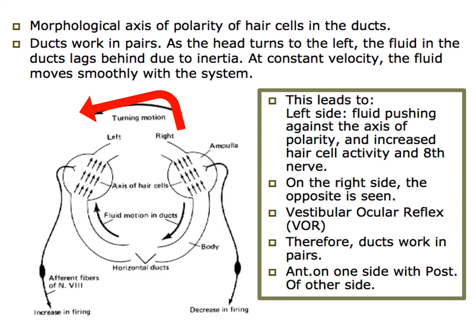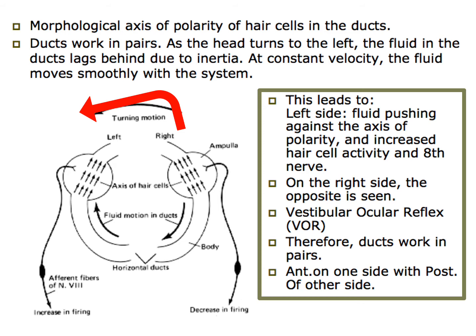Okay, in terms of the actual firing, I'm not going to go into too much detail here, but I do want you to know that what's really happening is the orientation of these hair cells within the ducts. That's really what's critical, and the ducts work in pairs. For this particular example, I'm going to use a head turn to the left. Let's say you're scanning to see if it's safe to cross a road. The fluid in the duct would actually lag behind due to inertia. And at a constant velocity, that fluid is going to move smoothly with the head altogether.